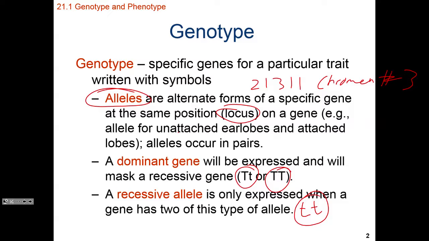Any questions about genotype? The words gene, allele, and trait seem to be used kind of interchangeably, like this is a dominant gene and a recessive allele. Can the recessive allele also be known as a recessive gene? Yes. Okay.